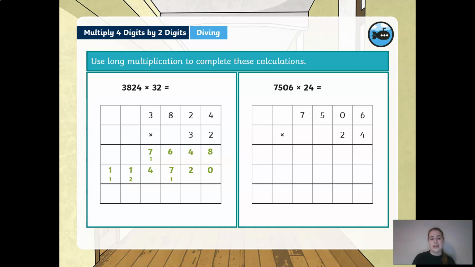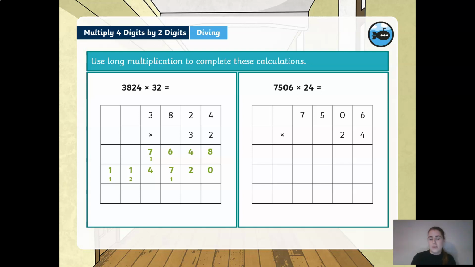Okay, so that answer there is going to give us 114,720. So well done if you've got that correct. If you didn't get that correct and you can see where you've made the mistake, then have a go at writing that sum out again now that you know where you've gone wrong.